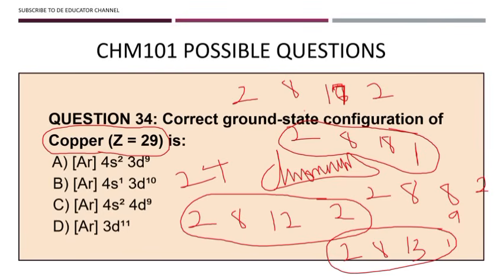Which means that if this is K, this is L, this is M, and this is N, this is meant to be 4s, right? 4s, which means that 4s has how many electrons? One electron. Which option has one electron? 4s. B. It's as simple as that. Just in case you don't understand, ensure you look at that crash course material.